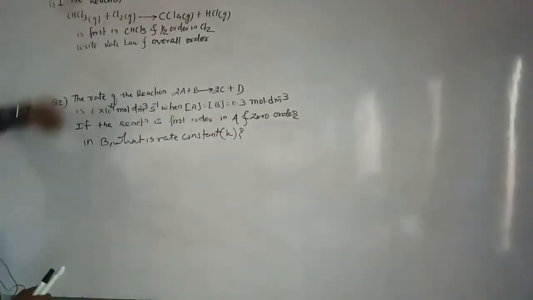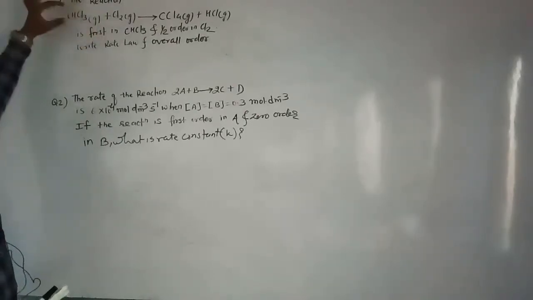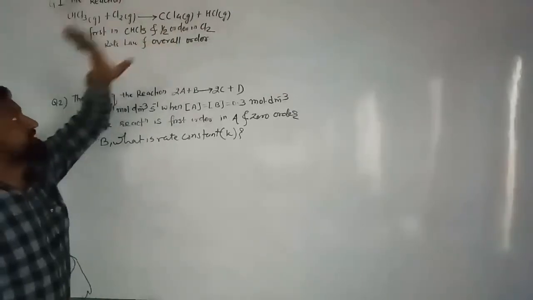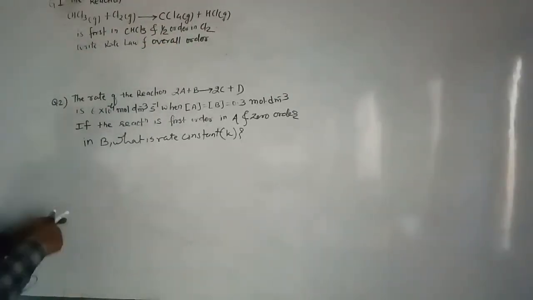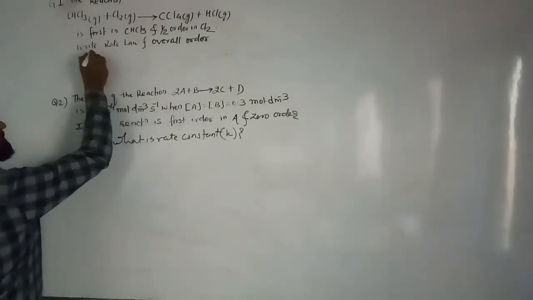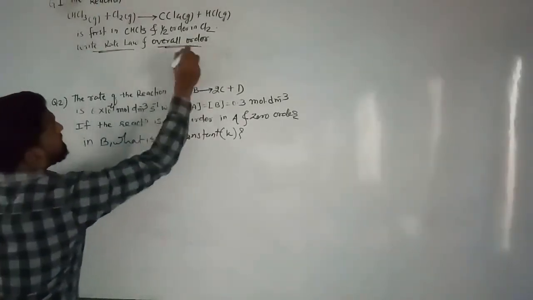Okay, now just read here. Question 1: the reaction chloroform plus Cl2 forming carbon tetrachloride and HCl is first order in chloroform and half order in Cl2. Now again we have to write the rate law. So what is asked? Write the rate law and overall order of the reaction.